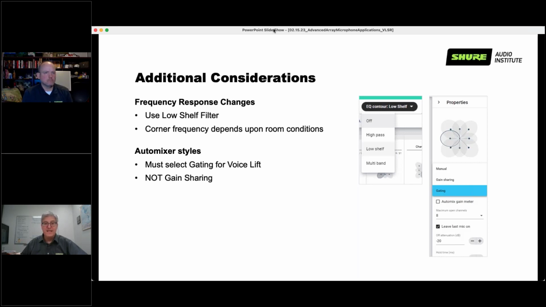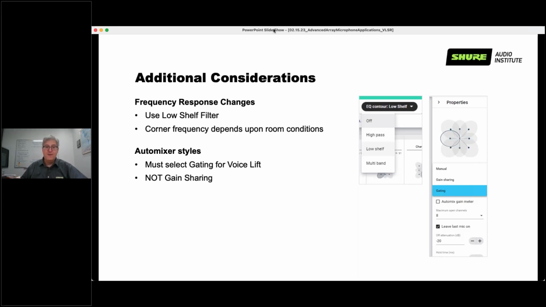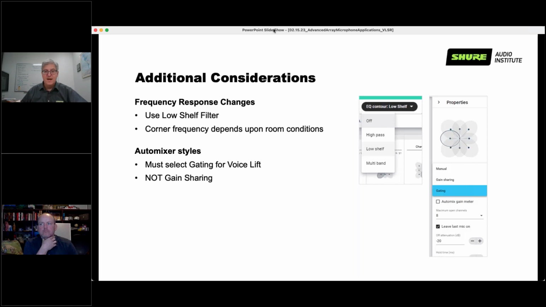When you used the MXA 910 for voice lift, you often needed to get rid of quite a bit of low end, but the MXA 920 actually has a much more consistent pickup pattern even at lower frequencies. So you won't need to do it for gain before feedback reasons, but you might want to just to get rid of any sort of low frequency ambient room rumble that's noticeable in the system. So your corner frequency is something you'll have to experiment with a little bit. Might be 100, might be 150 hertz, who knows.